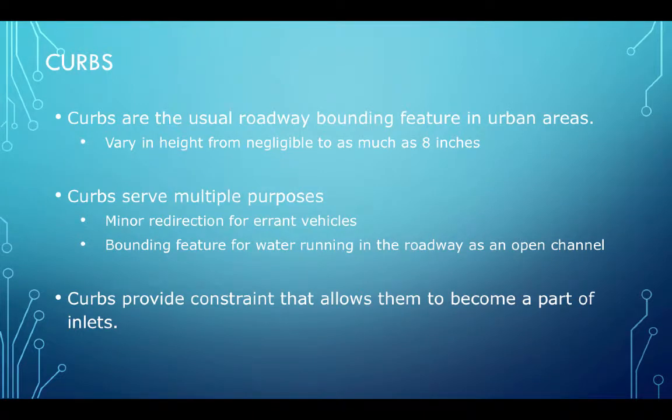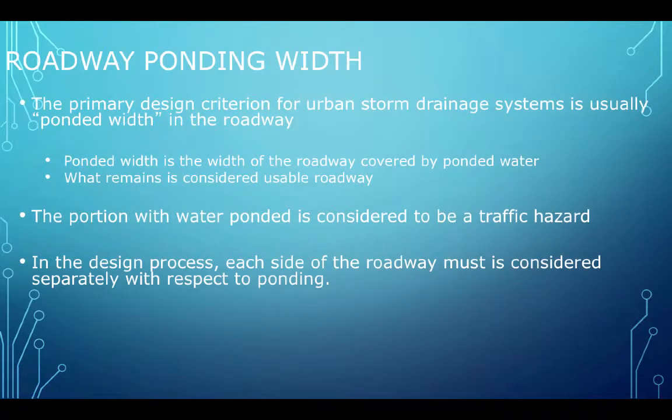So curbs are bounding features in a roadway. They vary in height from almost negligible to nearly 8 inches. They serve multiple purposes, redirection for errant vehicles, and they're a bounding feature for water running in the roadway as open channel, and they provide the constraint that allows them to become part of the inlets. The curbs are actually part of the structure that holds an inlet together.